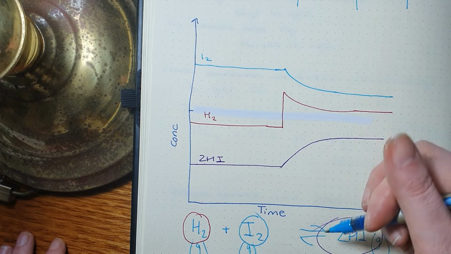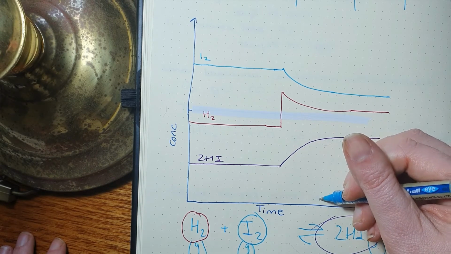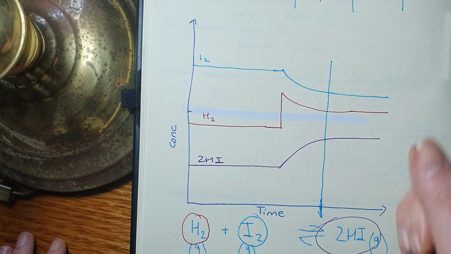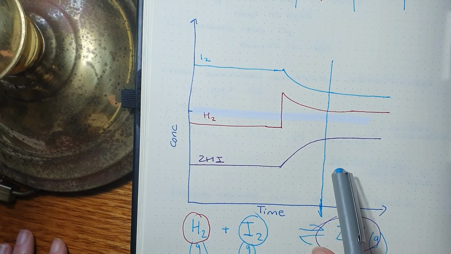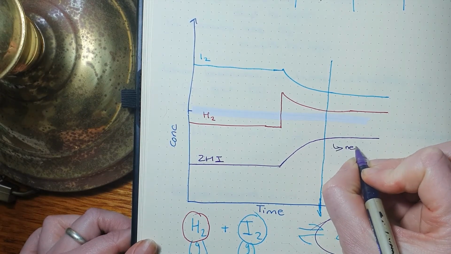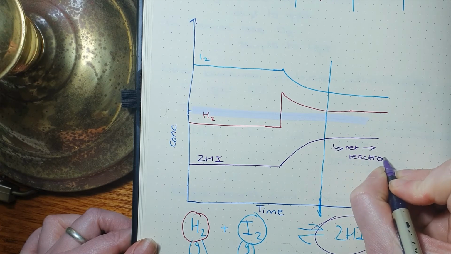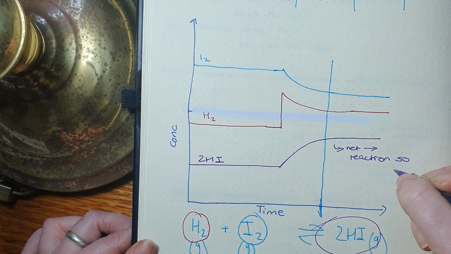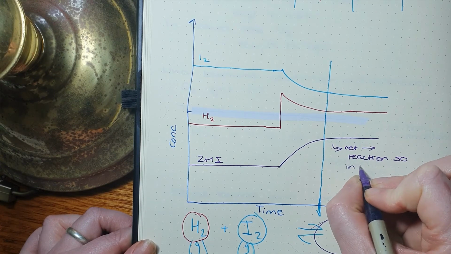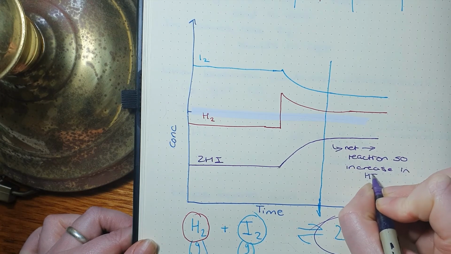And then what time would that be? I think it's about here. So that's the time when our new equilibrium is being established. And I've got a net forward increase in HI.